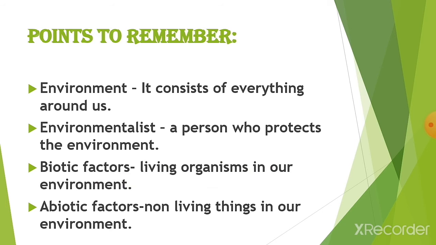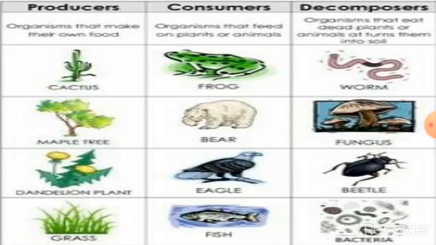Abiotic factors means non-living things in our environment. Ecosystem. Ecosystem is nothing but the environment. This ecosystem is divided into three types: producers, consumers, and decomposers.